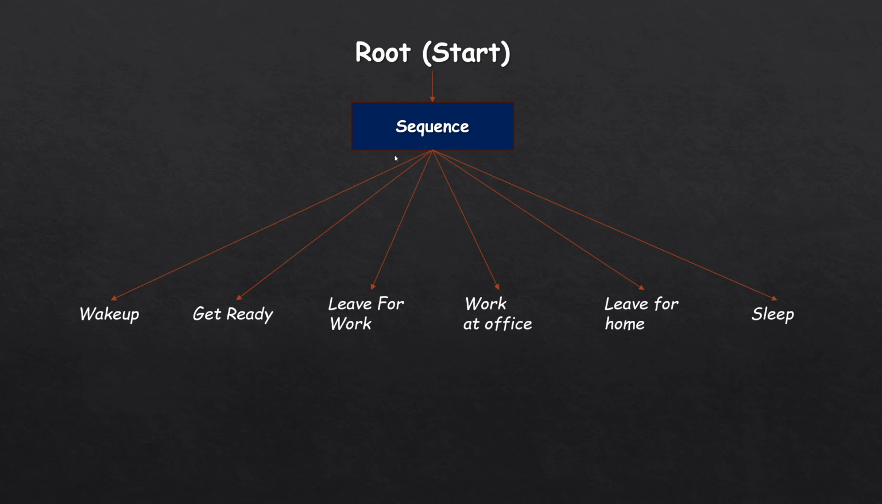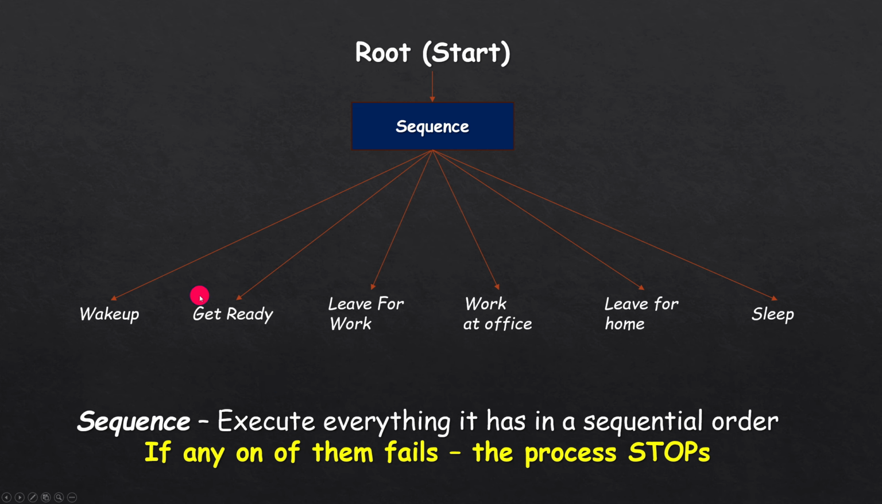But here is the catch. Sequence executes everything in a sequential order, that is, from left to right. And if any one of them fails, the process stops. That means it will not go further. So let's say you wake up, then you get ready, and now you are about to do the next task, but your decorator or the condition says that the car is broken, or let's say the weather is bad. So this task cannot be completed, or it cannot be started.